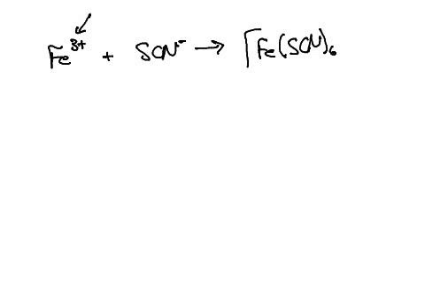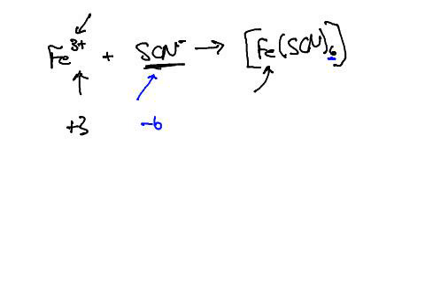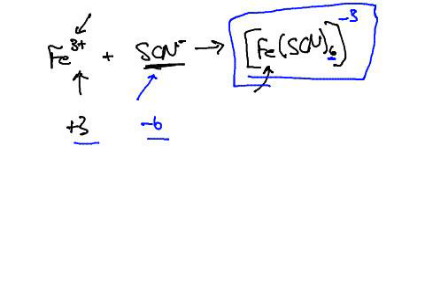Now we can put brackets around it. You don't necessarily have to do brackets, I think it makes it easier. And we refigure the charge. Iron has a charge of plus 3 because there is one iron right here. The thiocyanate, since there are 6 thiocyanates, will have a charge as a group of negative 6. So we take positive 3 plus negative 6. That adds up to negative 3. So this is the complex ion, which has a name.